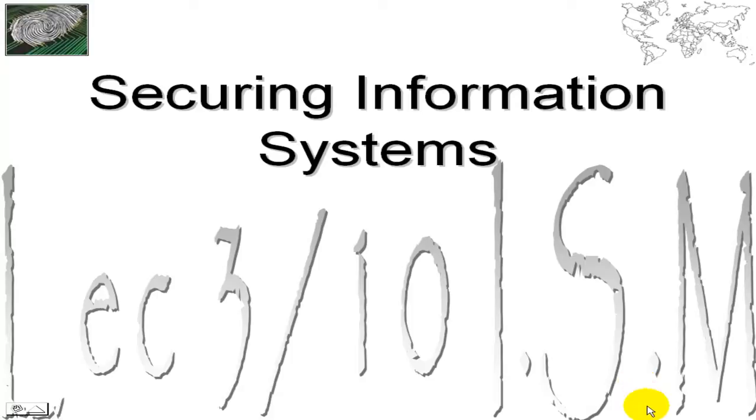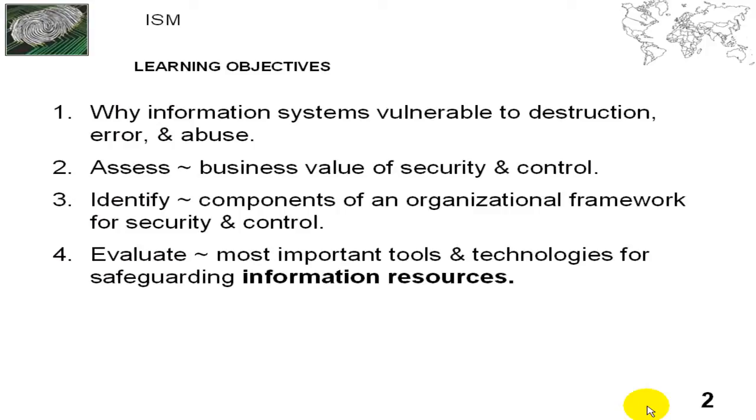Securing Information Systems. Lecture 3 of ISM. Now here are the objectives. The need for security to guard information systems and data, as well as technology used in information systems.